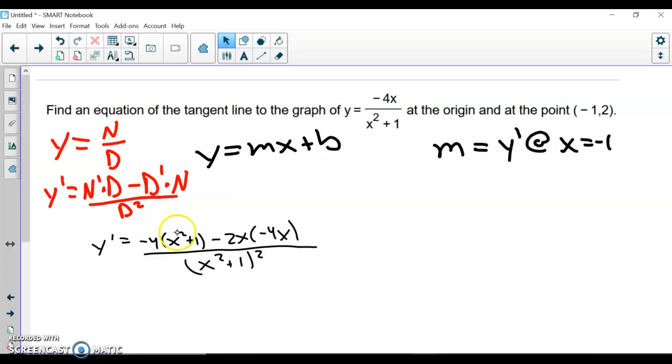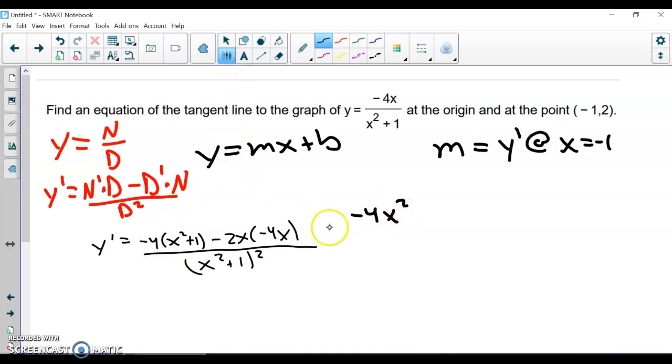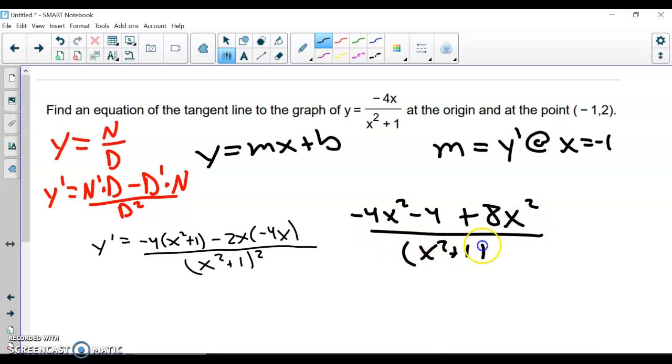We'll write all the steps out. -4x squared, right? If we're distributing the -4, we get a -4. And then we have a plus 2 times 4 makes 8x squared, over (x squared plus 1) squared. So hopefully you see, we got 8 minus 4. That's 4x squared. Then we've got a -4.